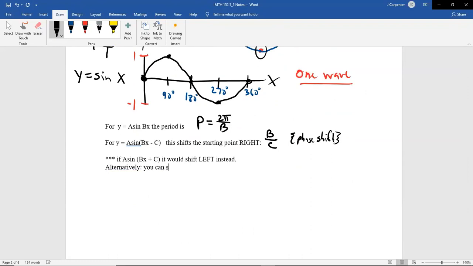Alternatively, you can set the inside equal to 0 to find the shift. So some people just prefer memorizing that fraction of c over b. Some people prefer setting the inside equal to 0 and solving. It doesn't matter, they are the same thing. Some people like memorization of patterns, some people like logic and reasoning, but setting the inside equal to 0 is what will give you the starting point of your wave for the initial wave.